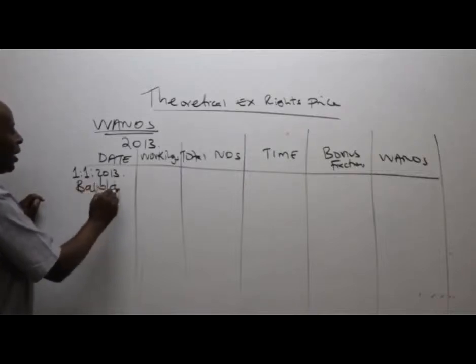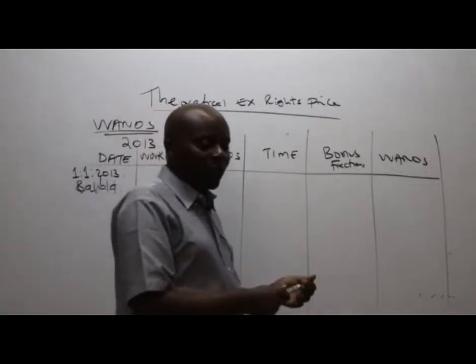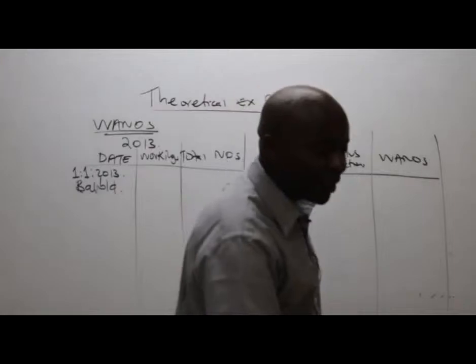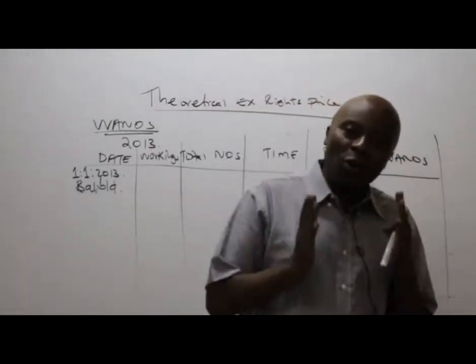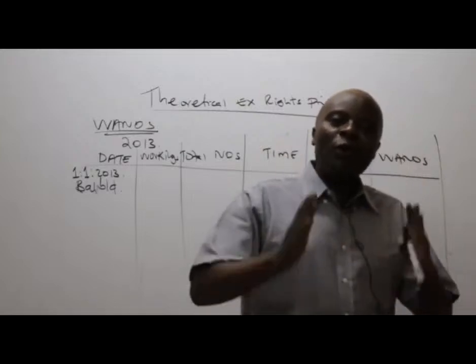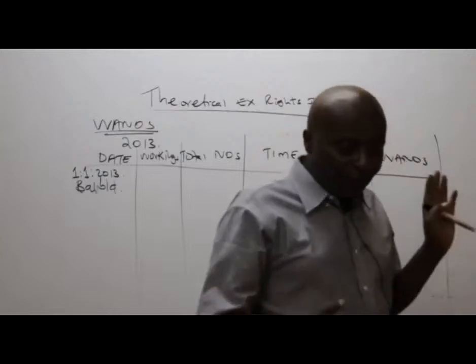Balance brought down. In terms of number of shares that were brought down in 2013, how many shares were there? Remember, do not start looking for preference shares here. This is about one-os. This is about the number of ordinary shares. We don't capture any other shares here.